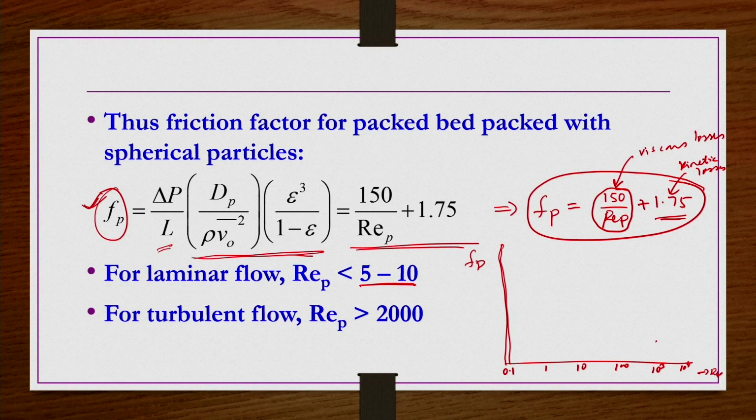It should be something like this. For small Reynolds number it is going to be linear, something like this up to Re_p of 10, and then for large Reynolds number values it is going to be constant like this, corresponding to the value of 1.75, and in between Reynolds numbers it is going to have a kind of curved shape like this.